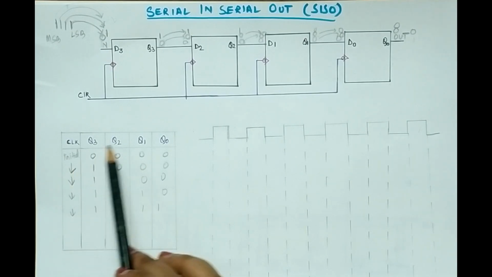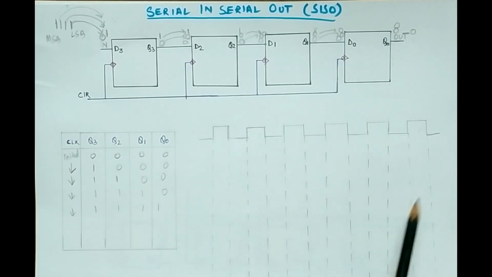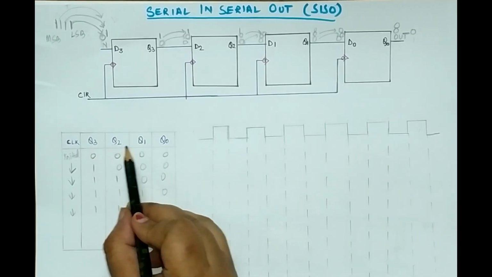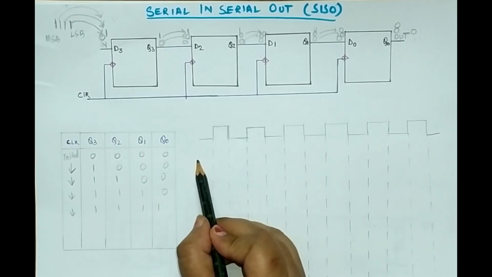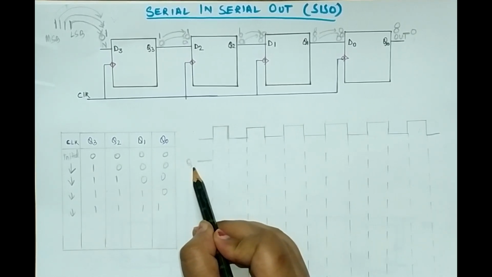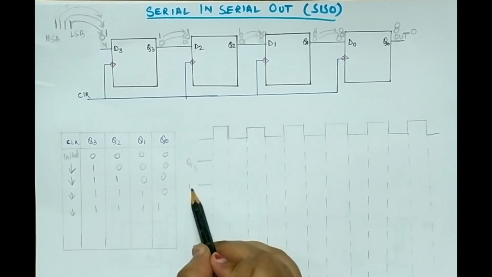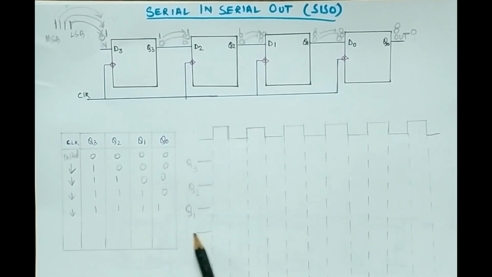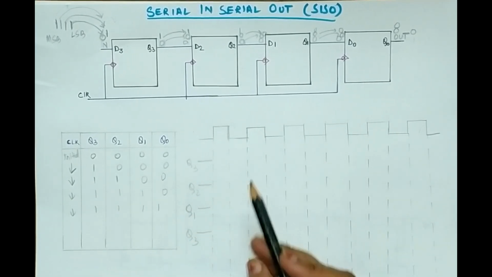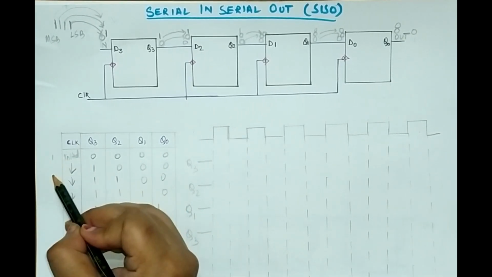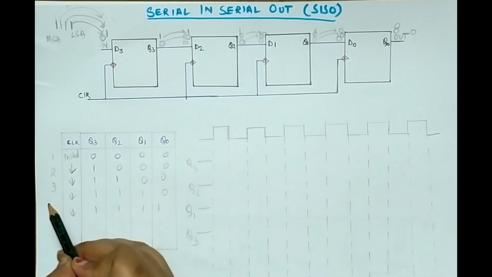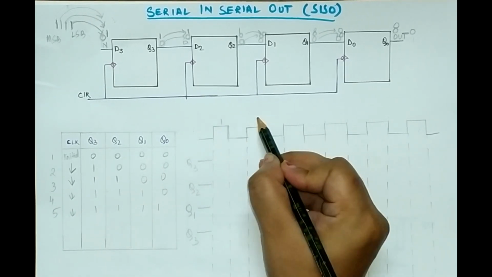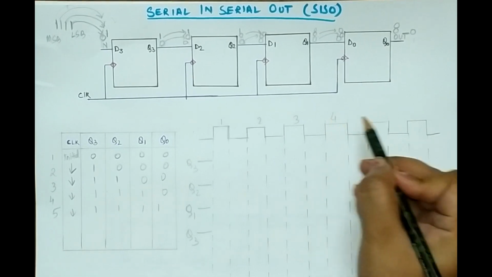So now let us draw this clock pulse in the timeline diagram. So let us draw the Q3, Q2, Q1 and Q0 over here. So suppose this is Q3. Okay, this is again Q2. Then this is Q1 and this is Q0. Okay. So this is my clock pulse number 1. This is 2. This is 3. This is 4 and this is 5. Okay. So let us write it 1, 2, 3, 4 and 5.